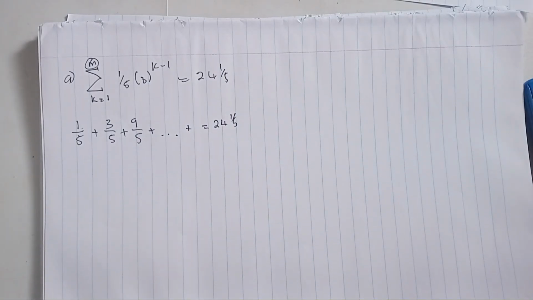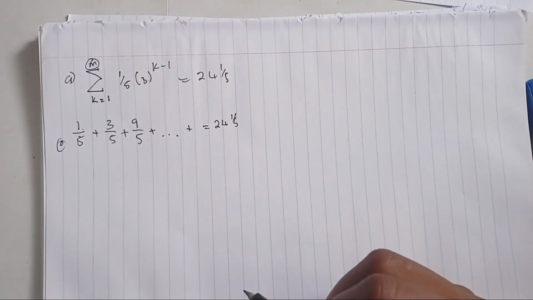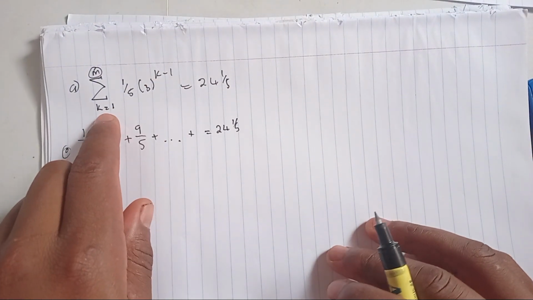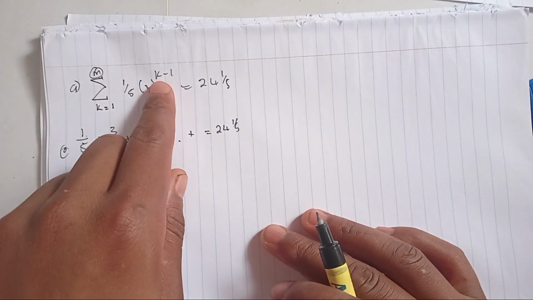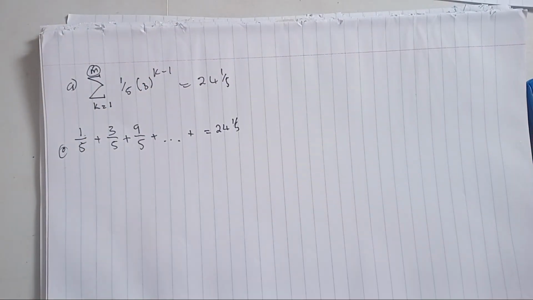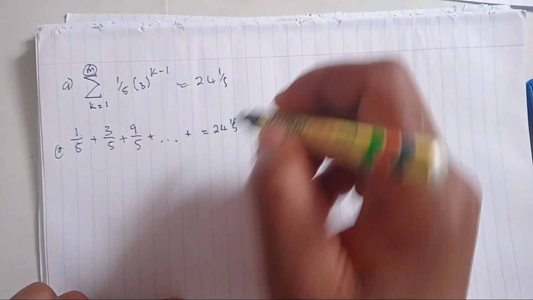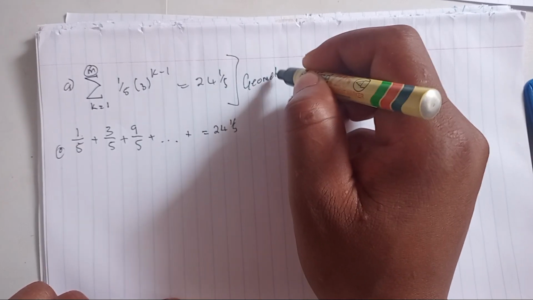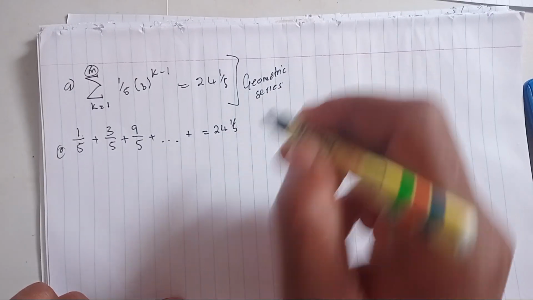So now the second step that we're going to do is identify the type of series that we have. It's either a linear or a geometric series. So guys, if you see the variable k as an exponent, we already know that that one will be a geometric series. So it means that in our case here, we are dealing with a geometric series.